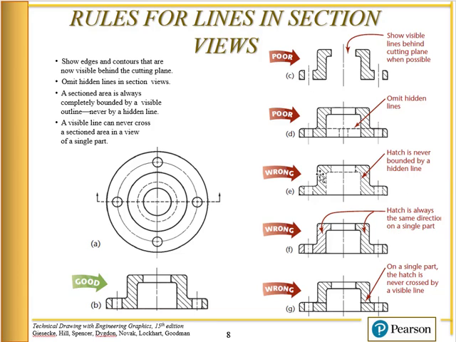And this is a single part here, so if you notice the hatches on this side and this side, they go in the same direction. What we did over here, we changed the directions of the hatches, but it's the same cut, so that's wrong too. On a single part, a hatch is never crossed by a visible line. Okay, so these are examples of poor section views, and this is an example of a good section view.